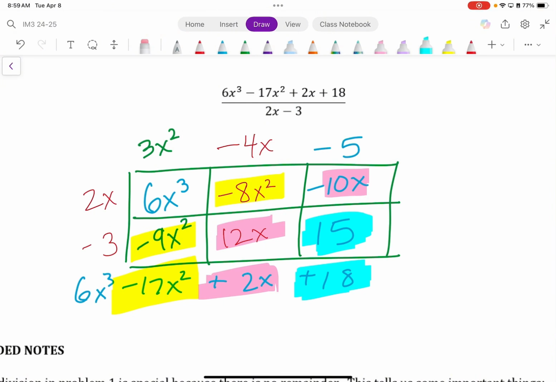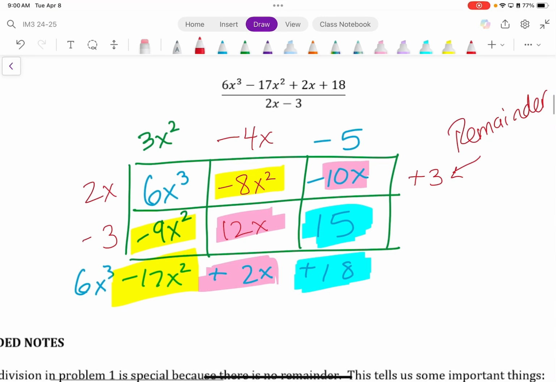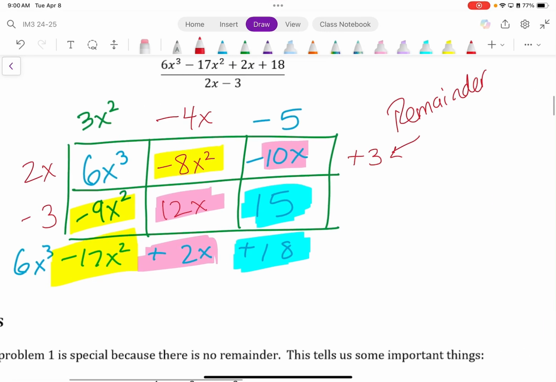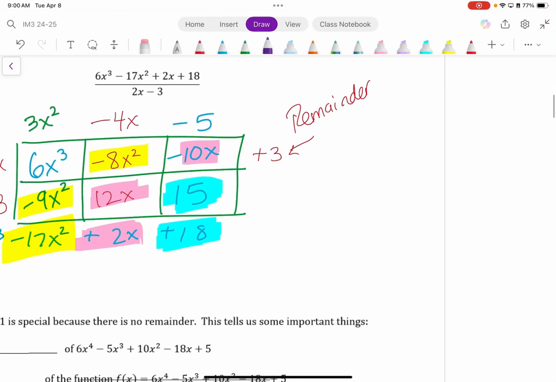It's not the same. 15 and 18 are not the same. So how do I get 15 to equal 18? You add a 3. This plus 3 is considered your remainder. So this extra number that we need to be able to get to 18 will be a remainder. Now, when you write your remainder, there's a special way of writing it in your final solution. So please pay attention to how I write this down.